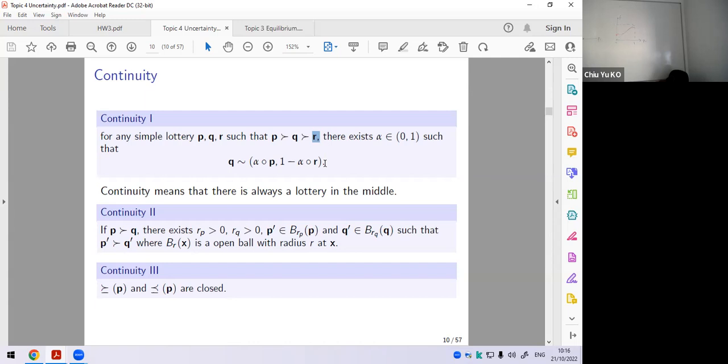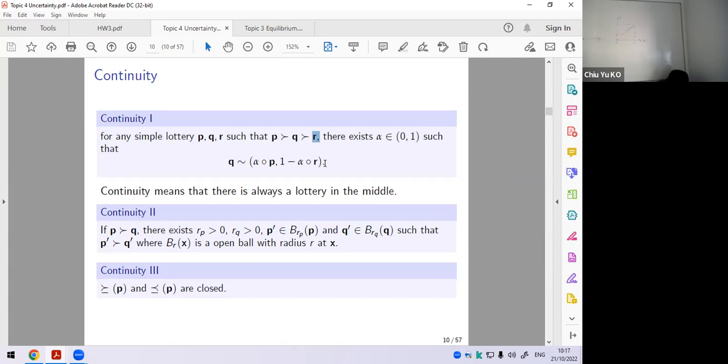Later you will see this is a very important part in the proof. This is actually the key part of the proof, just continuity in the probability. So there's some way of changing the probability, right? Because if alpha equals 1, this lottery is better than Q. If alpha equals 0, this lottery is worse than Q. So you must be changing alpha continuously, and at some point you should be indifferent, right?